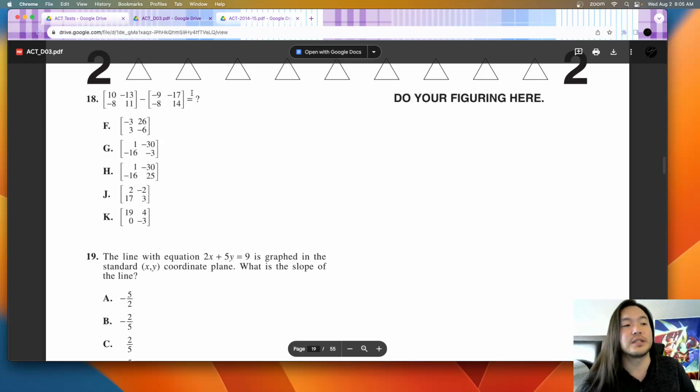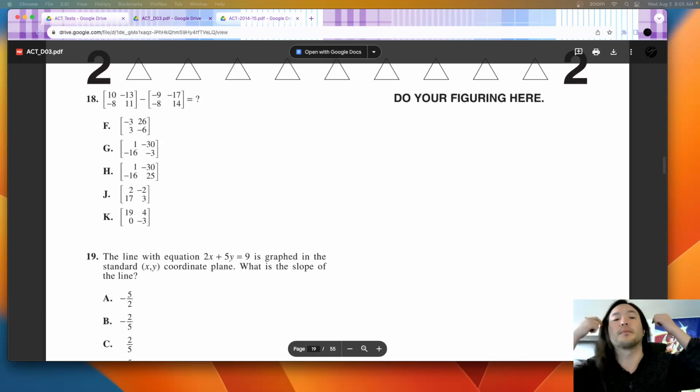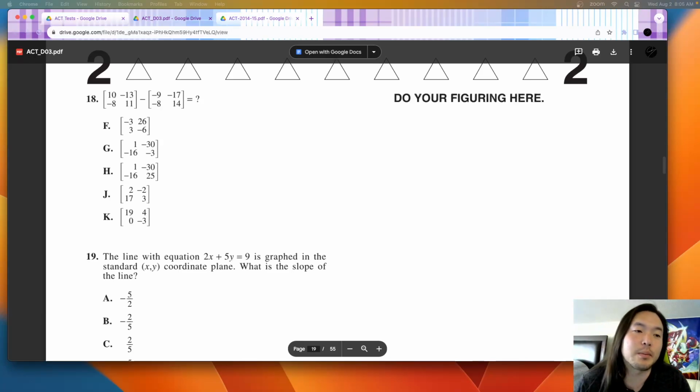Subtraction, addition, it is exactly as simple as you think it's going to be. And definitely, in math, a lot of the times this is the case. A lot of the times it is exactly as simple as you think it's going to be. The multiplication is a little bit more complicated, right?